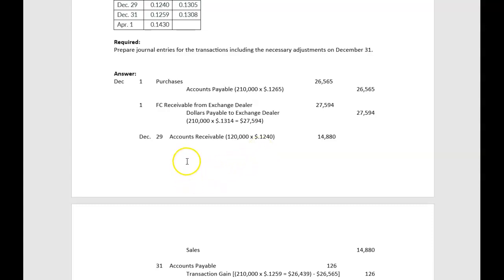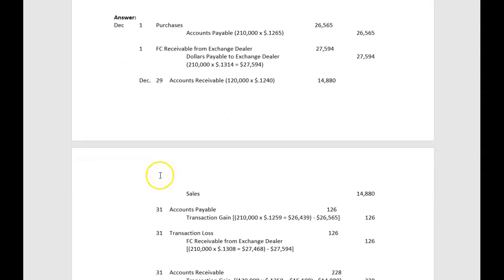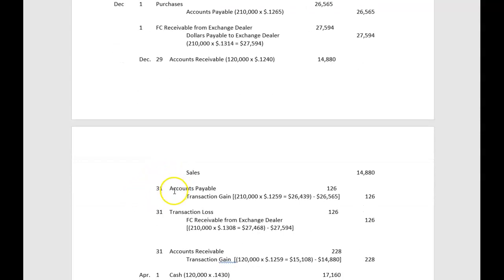So that's it for the 29th. On December 31st, despite the fact that there was no transaction, we have to go and revalue the account payable, the forward contract, and the account receivable. So whatever is going to carry over into the following period, we have to evaluate as of the end of the calendar year, or whatever your year end would be for your company.